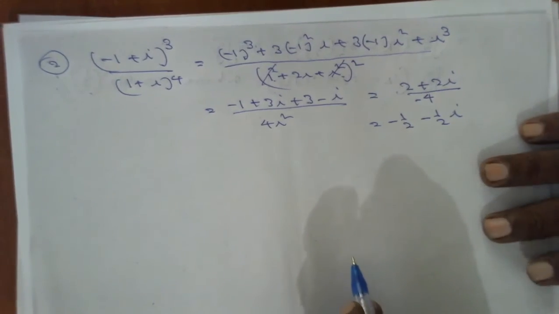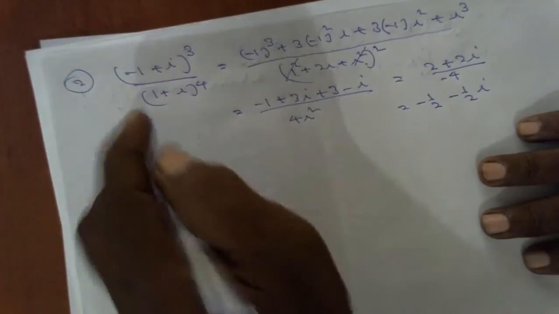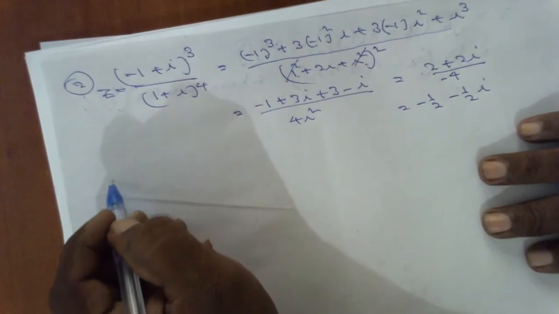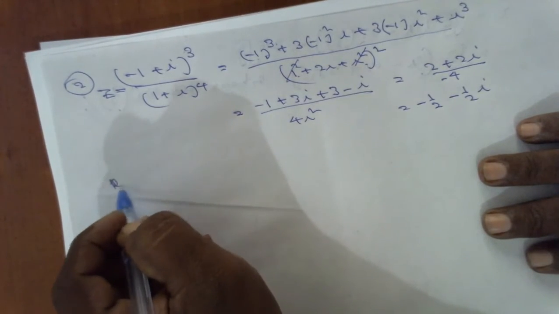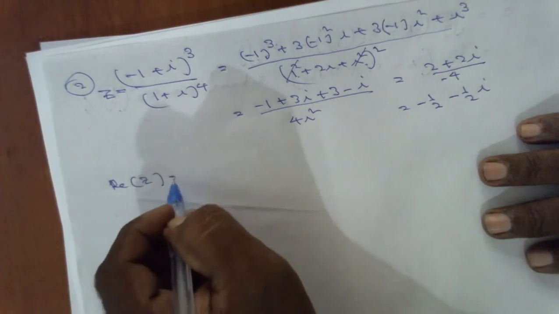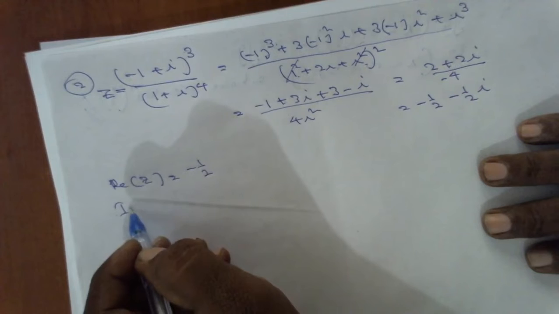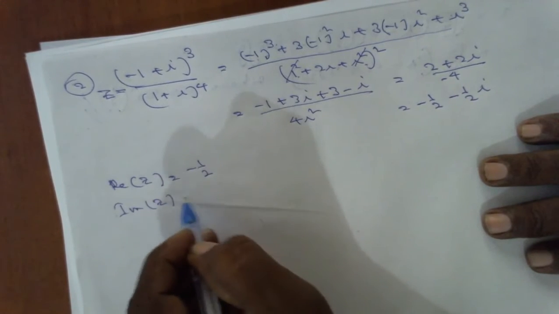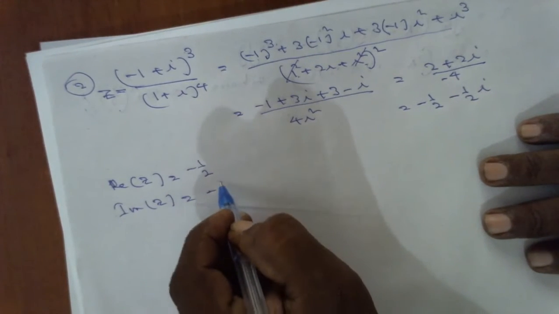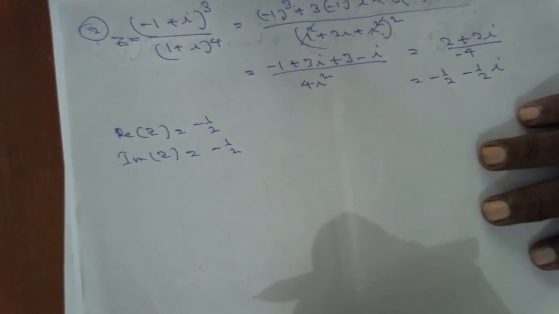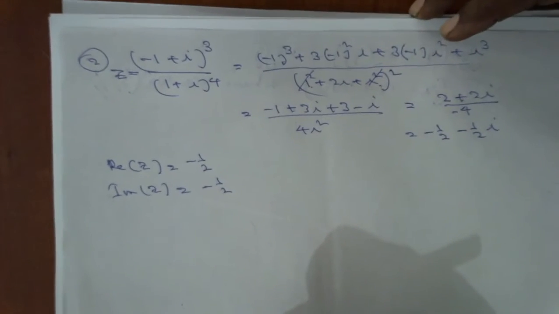Then what is the imaginary part? If you take this as c, what is the real part? Real part of c is minus half. What is the imaginary part of c? Also minus half. Both the imaginary part and real part are equal to minus half. Is it clear?